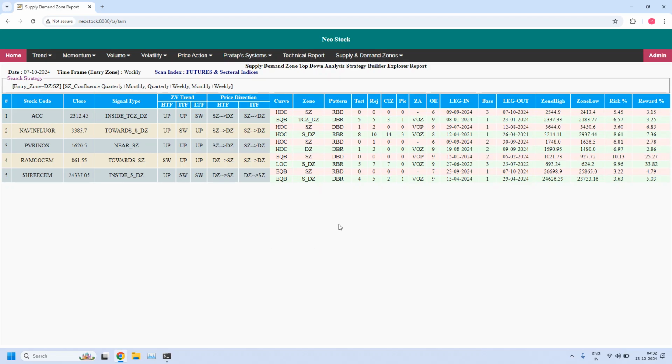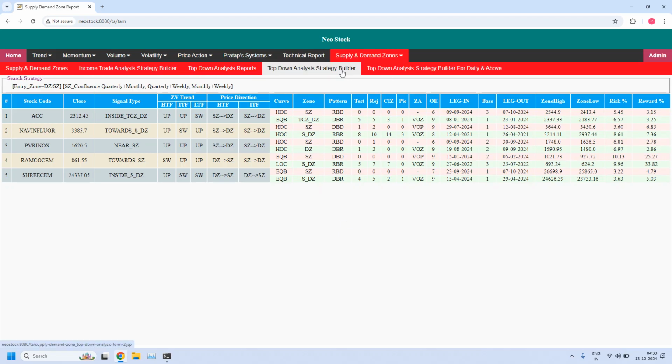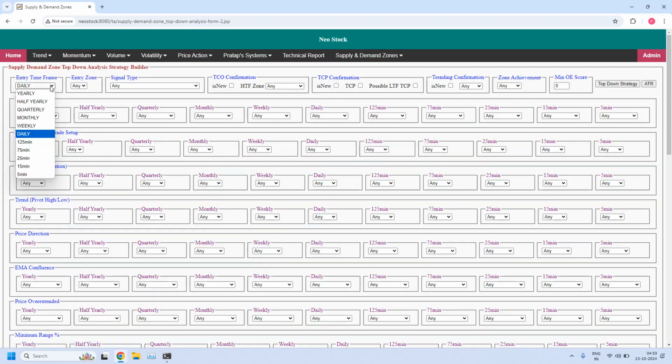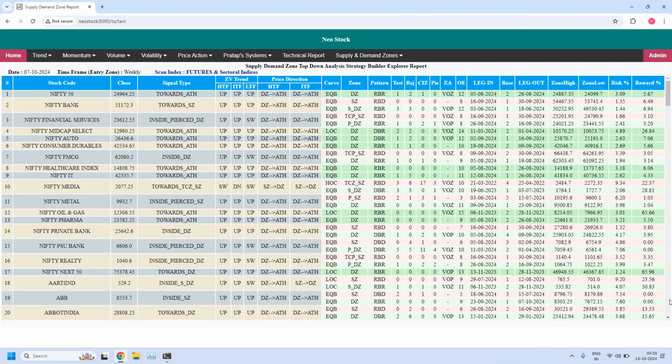So in the last report, I will generate all the weekly zones for your reference purpose. I am not filtering any stocks. All 194 or 195, whatever the current list, all the stocks will be displayed. Any of your favorite stock, you can further filter. So I generated the complete list.